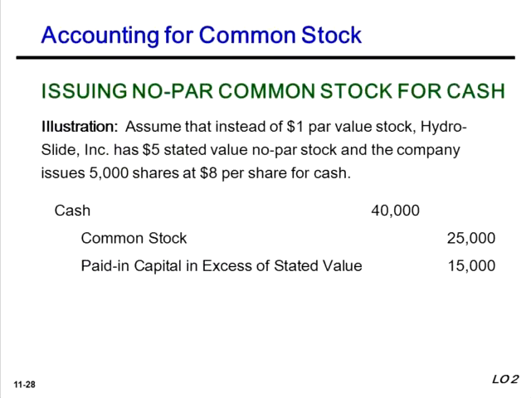Next illustration. Assume that instead of $1 par value stock, Hydroslide has a stated value of $5, and it's no par stock, and the company issues 5,000 shares at $8 per share. So they're going to get $40,000. So we're going to debit cash for $40,000. We're going to credit common stock for the stated value. So we'll take the $5 per share stated value, multiply by 5,000 shares, and that gives us $25,000. The difference will be credited to paid in capital in excess of stated value.